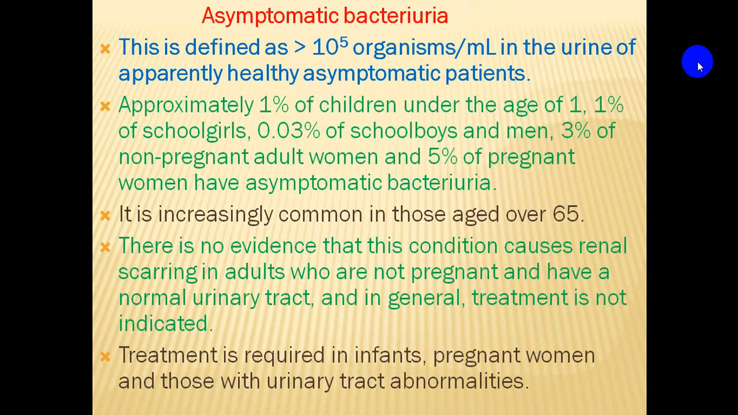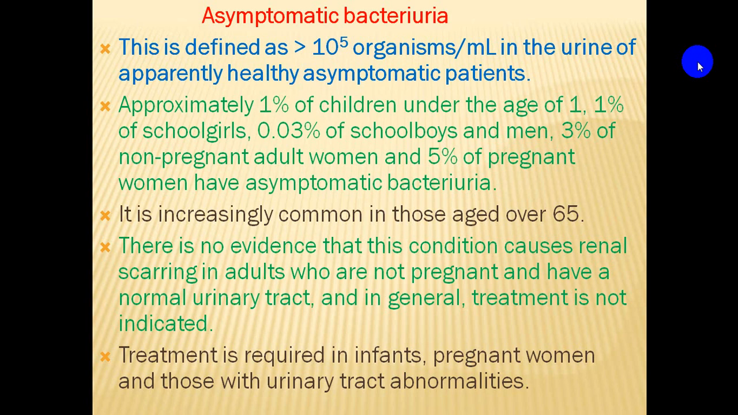One of the common entities that we used to face is asymptomatic bacteriuria, and from its definition you may have a lot of bacteria in urine but with no symptoms of urinary tract infection. Such asymptomatic bacteriuria gets more and more common with age. It is common in those aged over 65. There is no evidence that this condition causes renal scarring in adults who are not pregnant and who have a normal urinary tract, and in general treatment is not recommended or indicated.